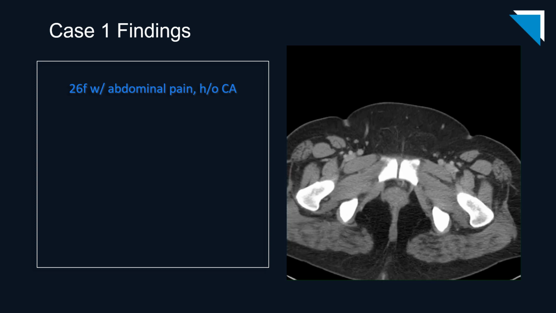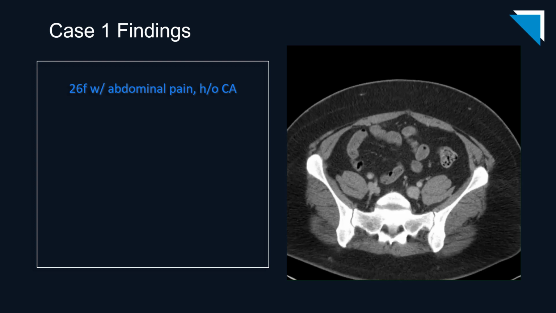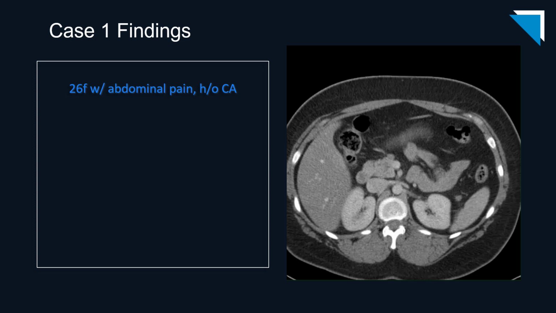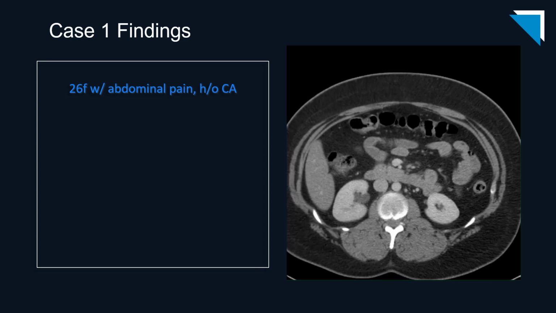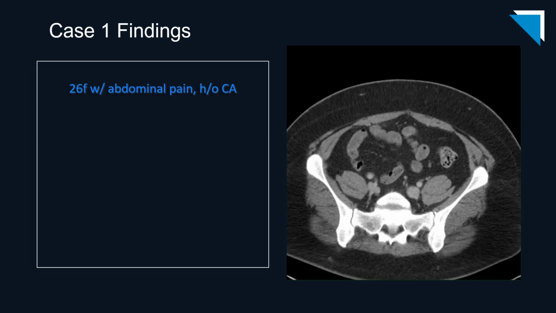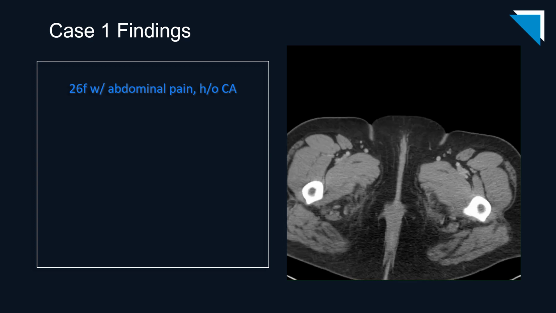And when I get to the pelvis, I'll review the urinary bladder, the reproductive organs, and of course the abdominal wall. Here's a little fat-containing umbilical hernia to comment on. And finally, I will put the bone windows on to evaluate the osseous structures. I generally have a better time doing that in the coronal and sagittal reformats, but I'll always take a look at it on the axial images as well.